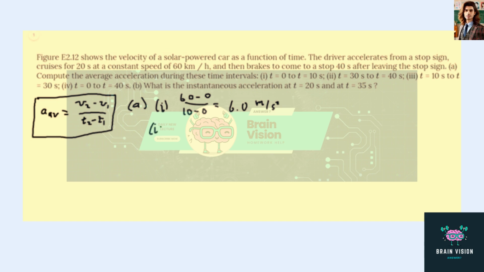In region 2, at 40 seconds, we are at 0 meters per second, and at 30 seconds, we're at 60 meters per second. Of course, as I mentioned, we start at 30 and end at 40 seconds, and this gives us an acceleration of negative 6.0 meters per second squared.